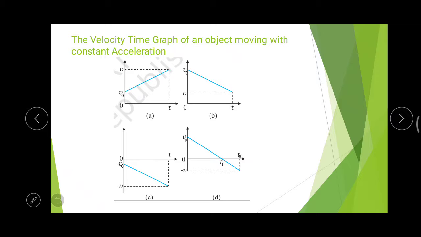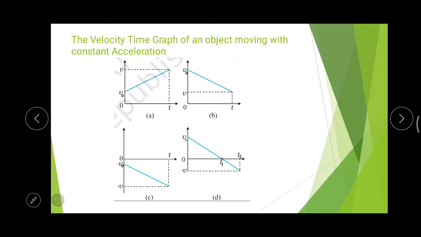Now let us come to a few graphs. In all the graphs, the object is moving with a constant acceleration. You can see a v-t graph, velocity time graph, is given, and all the graphs are linear lines. That means for equal intervals of time, the change in velocity is also equal, isn't it? Velocity is increasing or decreasing with equal intervals of time.